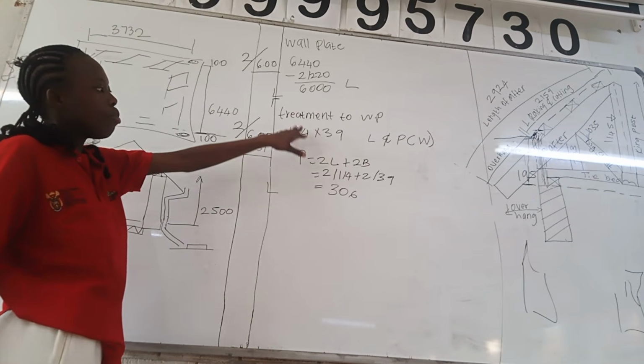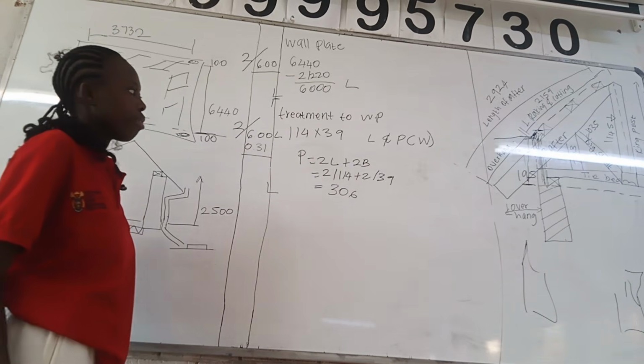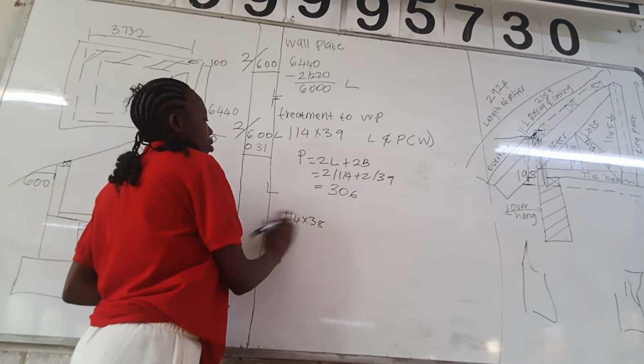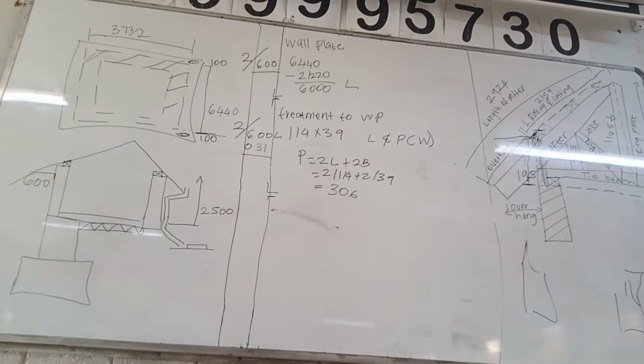For the treatment of the wall plate, you need to calculate the perimeter. They will give you the dimensions of the wall plate. If they give you 114 by 38, you use 114 by 38. So we are done with the wall plate. What's next?